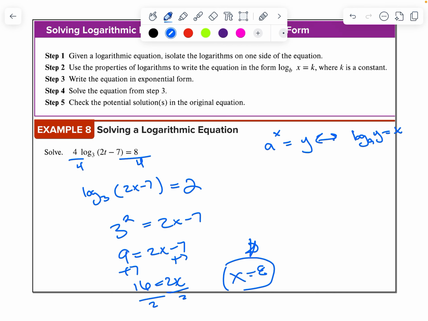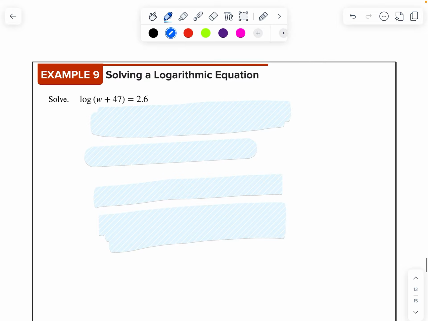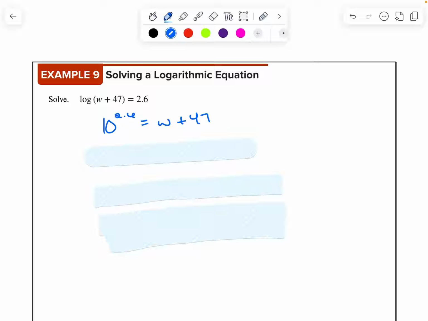Try this one. Notice it's just a regular common log. That means it's base 10, right? The logarithm is already on a side by itself, so I can write it as 10 to the 2.6 equals w plus 47. Subtract the 47 from both sides. We get something like this, and that's probably a fine answer. But if I wanted to type in the calculator just to get a number, that would be the number.